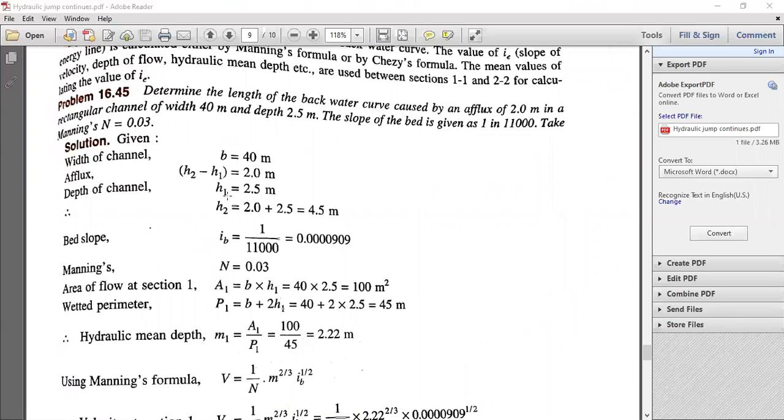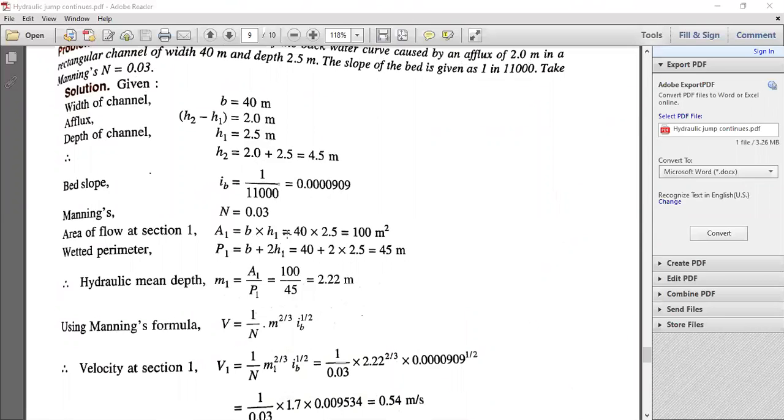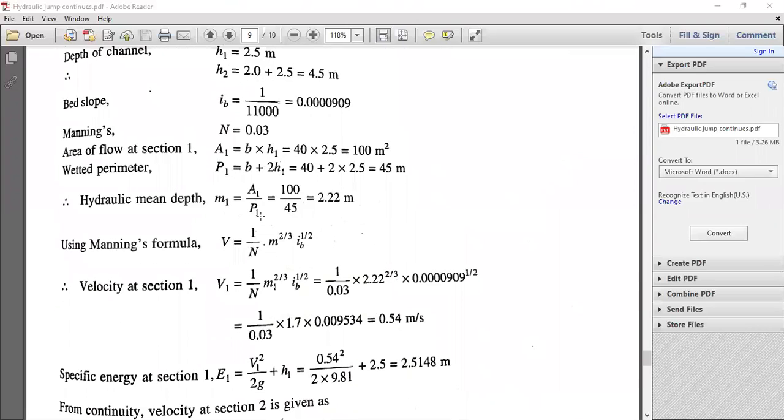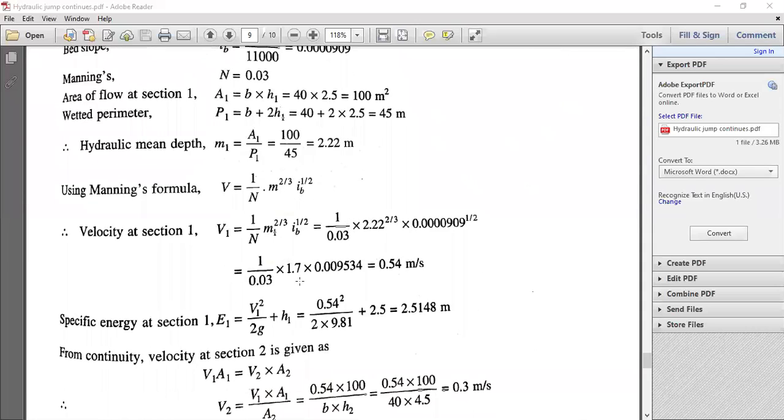H1 is given, H2 will become 2 plus 2.5, that is the remaining height. So IB and n are given. Calculate A1, that is B into H1, and the wetted perimeter B plus 2H1. So the hydraulic mean depth will be A upon P. Manning's formula: previously we had used Chezy's formula, C root mi, here V is 1 by n, m raised to 2 by 3, i raised to 1 by 2. Substituting all the values into these equations, we get 0.54 as the velocity at section 1.